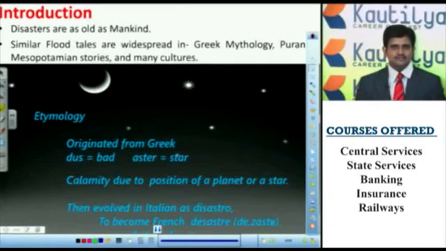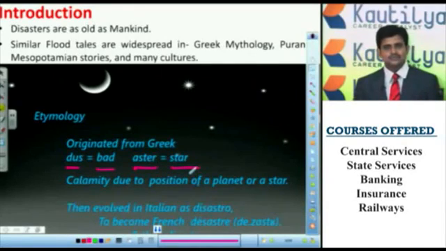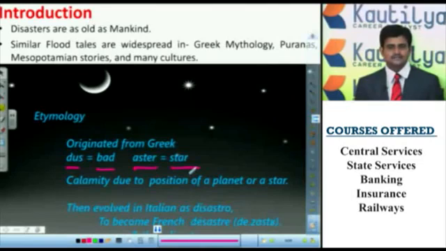Now comes the word: from where has this term disaster been derived? In the Greek language, 'das' means bad and 'aster' means star, the calamity that is due to the position of the planet or star. Actually, the term disaster has been derived from the French word 'des astres'.